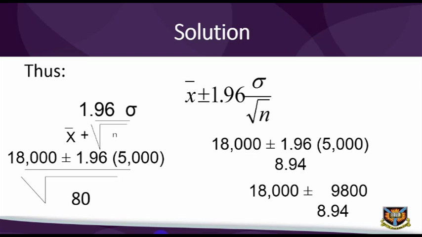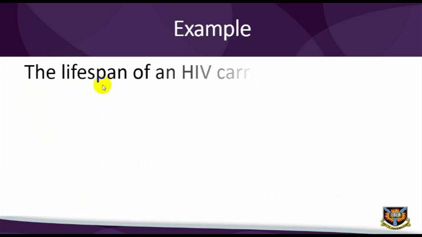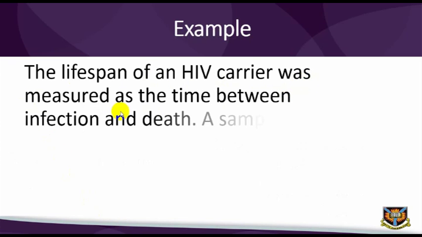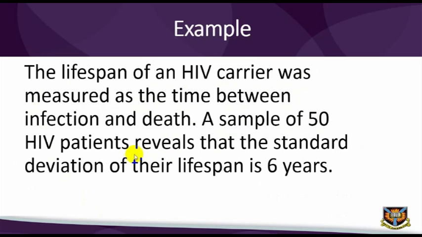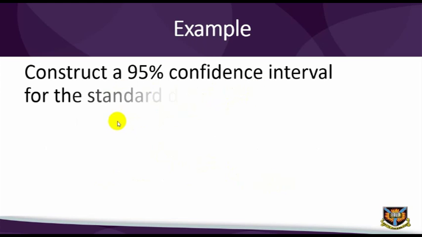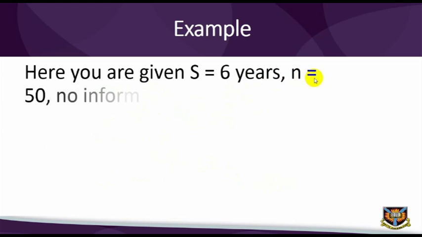Let us also illustrate this with an example. Example 10.3. The lifespan of an HIV carrier was measured as the time between infection and death. A sample of 50 HIV patients reveals that the standard deviation of their lifespan is 6 years. Construct a 95% confidence interval for the standard deviation of lifespan of all such patients. Solution. Here you are given S is equal to 6 years, N is equal to 50.